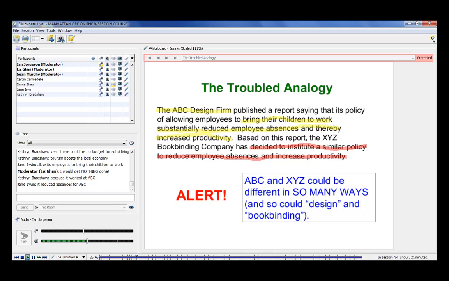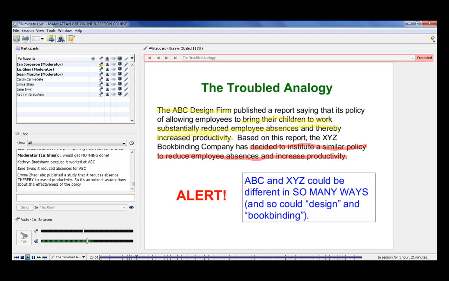So there's something else going on here as well, which is how do we know that ABC's policy reduced employee absences? Yeah, Emma, that's a really good point. It's an indirect assumption about the effectiveness of the policy. We don't actually even know that it's the policy that led to the reduced absences and increased productivity. Maybe something else happened. That's a great point, and we'll get to the causality versus correlation in a little bit.